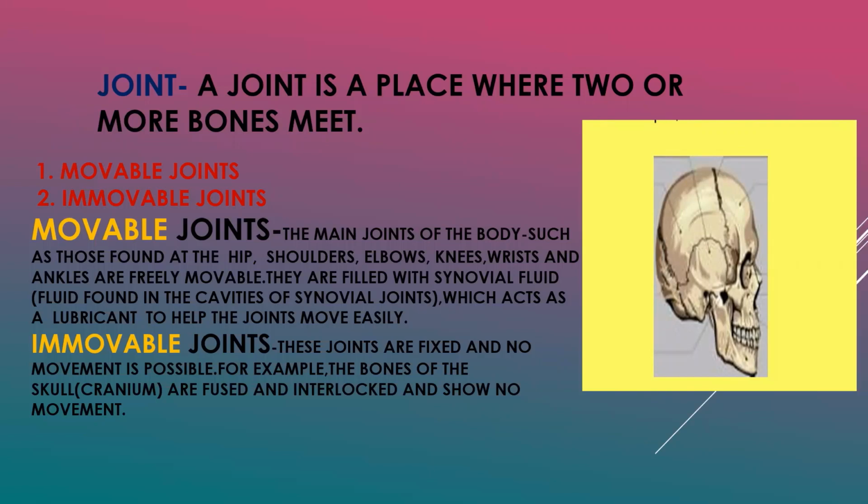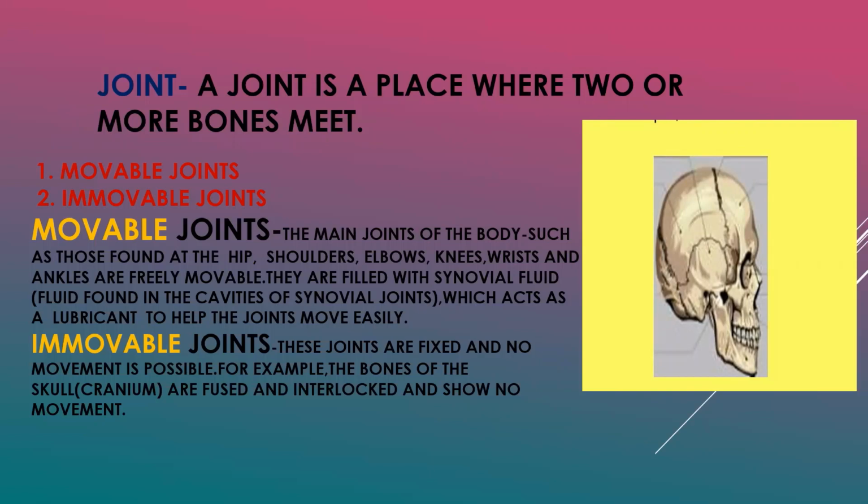Now, what is synovial joint? A synovial joint is the type of joint found between bones that move against each other. It has a joint cavity filled with fluid.